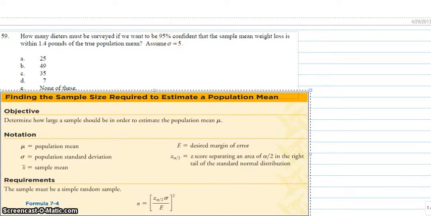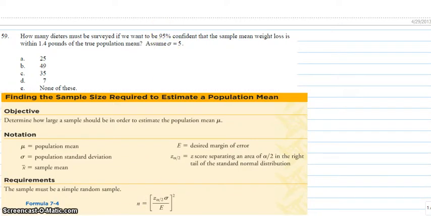So let's look at what we know. We know the population standard deviation is 5. We know it's 95% confident. We want it within 1.4 pounds. Those are all important information.